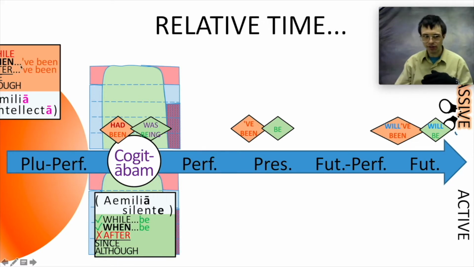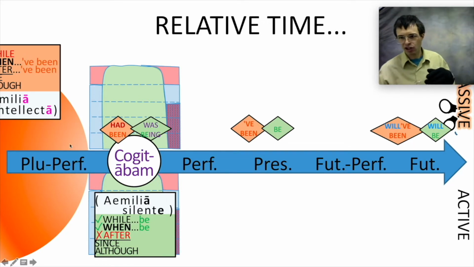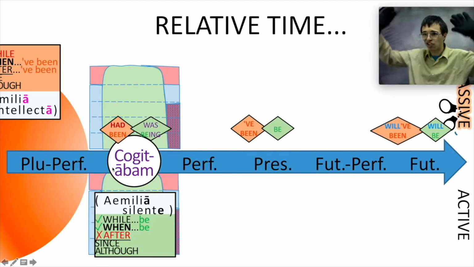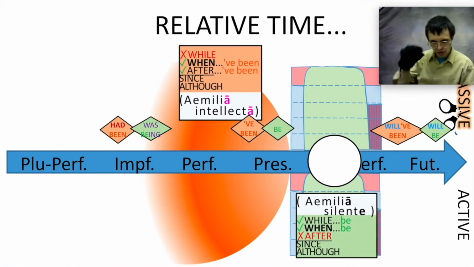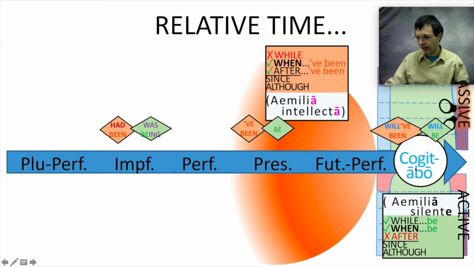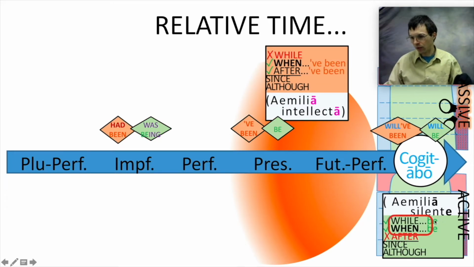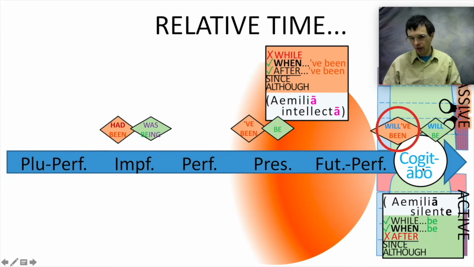But you just can't really say "while Aemilia had been understood, I was thinking." It makes no sense. Okay, so same with the futures. If it's Aemilia silente cogitabo, you could say "while Aemilia is being silent, I will think," or "when Aemilia will be silent, I will think." So also with Aemilia intellecta cogitabo, you could say "when Aemilia will have been understood, I will think," or "after Aemilia will have been understood, I will think."